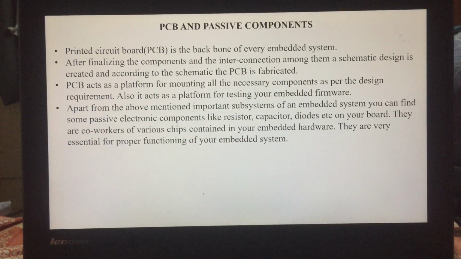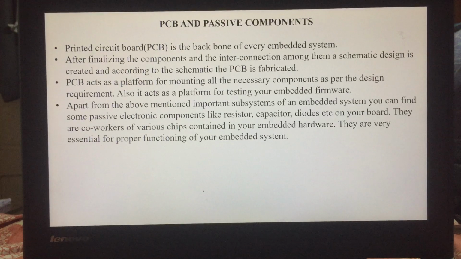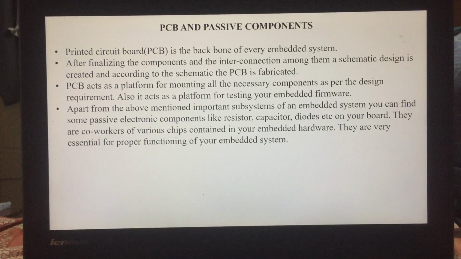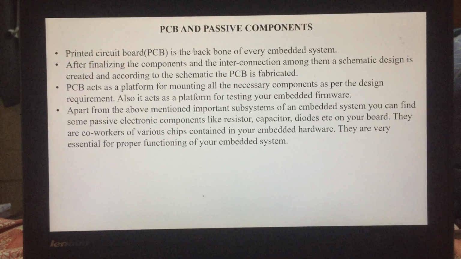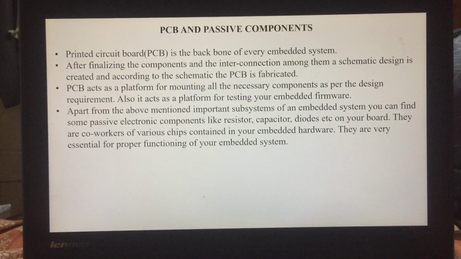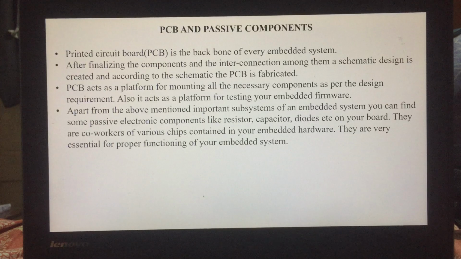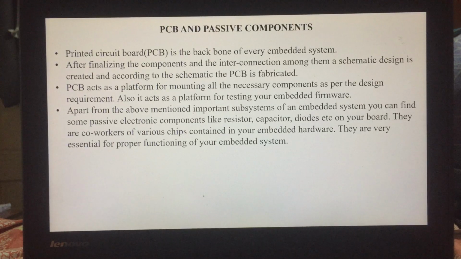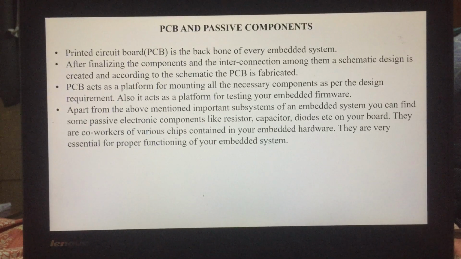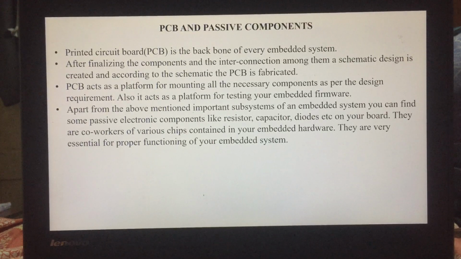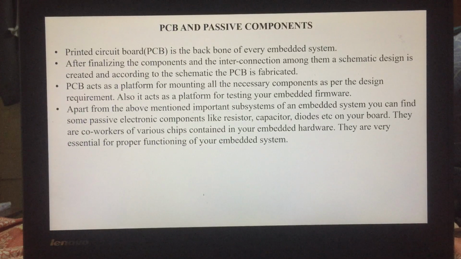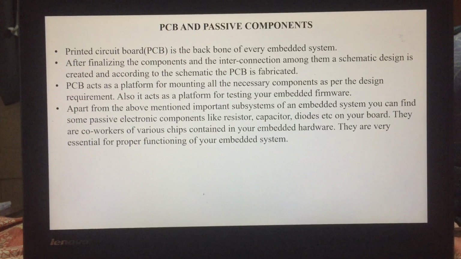PCB and passive components. PCB is printed circuit board. Printed circuit board is the backbone of every embedded system. First, the components and the interconnection among them are finalized. Then, the schematic design is created. According to the schematic, the PCB is fabricated. On the PCB, all the necessary components are mounted as per the design requirement.